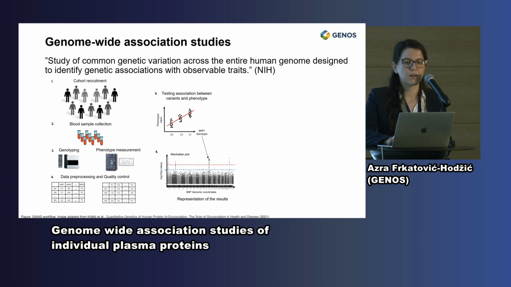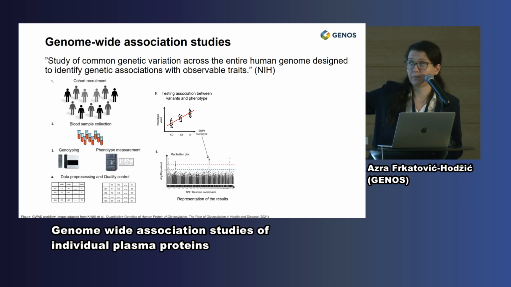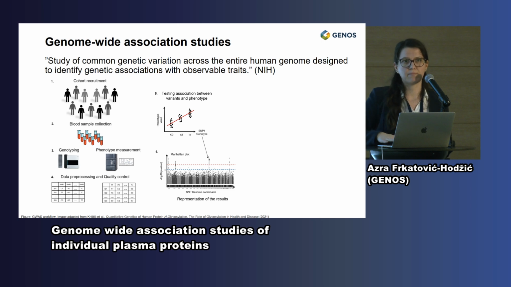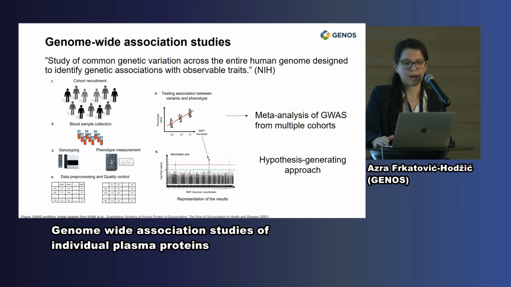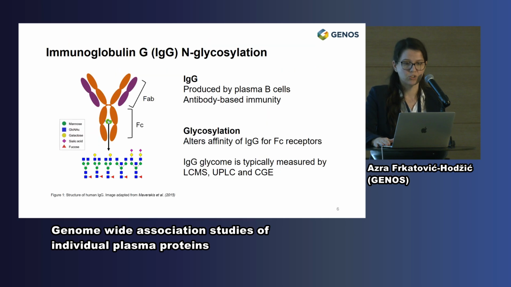We represent the results in the form of a Manhattan plot, where on the x-axis you have the SNP chromosomal position, and on the y-axis you have minus log 10 of the p-value, which means that the higher the peak, the more significant the association is. What also makes GWAS valuable is that you can meta-analyze GWAS summary statistics from different cohorts, increasing your sample size and statistical power to find novel associations. One note about GWAS is that it is a hypothesis-generating approach. At this stage, you are exploring the genome for associations that can later be used to set hypotheses and test them in further functional studies.